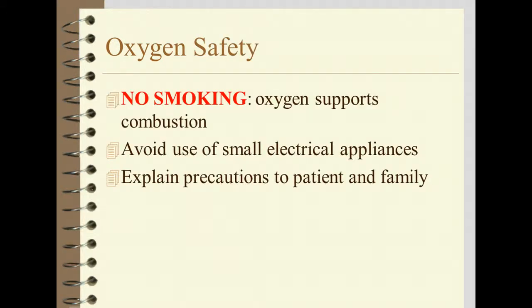No smoking for patients who are on oxygen because it supports combustion. Avoid use of small electrical appliances near the oxygen, and always explain precautions to patients and family.